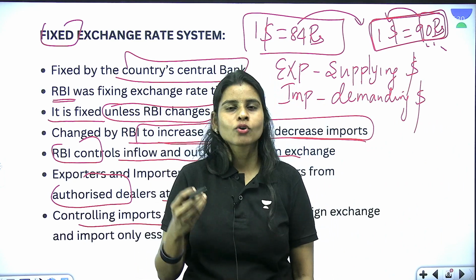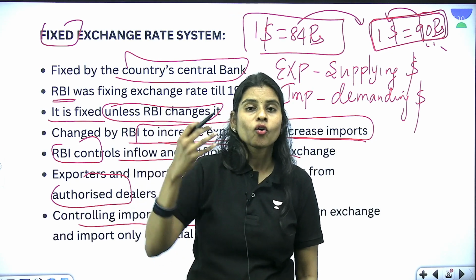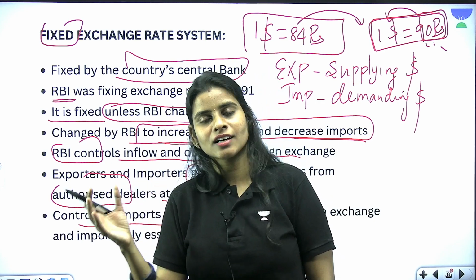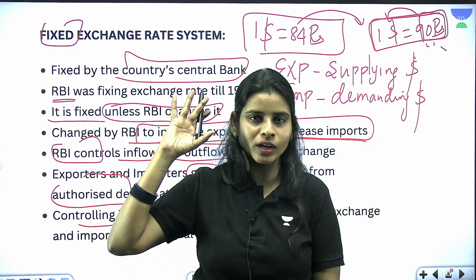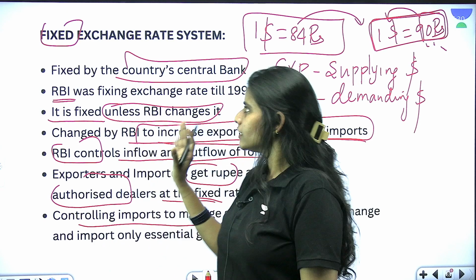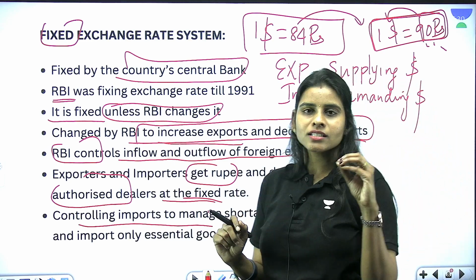If the import is not getting controlled, if you are continuously going for higher imports, obviously you will end up with what? A crisis in the country, that is the BOP crisis, which happened way back, right? Why? The foreign exchange reserves will get exhausted. Clear? So this is all about the fixed exchange rate system. So we are studying the exchange rate system.